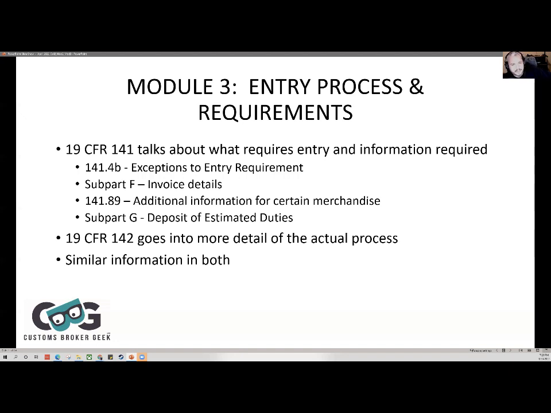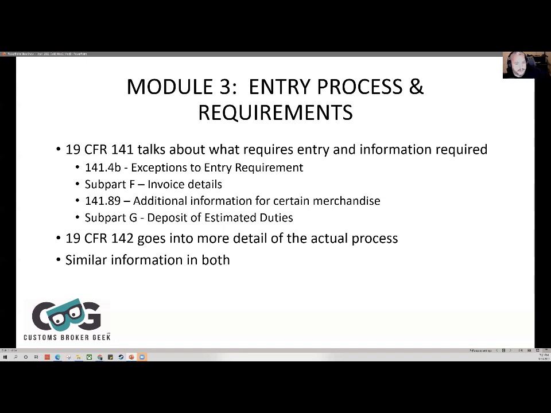141.89, flag this section as well. It provides additional information required for certain types of merchandise. When taking the test, the best way to identify questions that cover 141.89 is to look for keys in the question, such as what additional information is required on an invoice for merchandise classified under, or which of the following is not an additional invoice requirement. The choices are then specific articles or an HTS heading. When classified as X, what additional information is required on the invoice? Those are the key things you want to look for. When you see that, it's probably going to be something under 141.89.